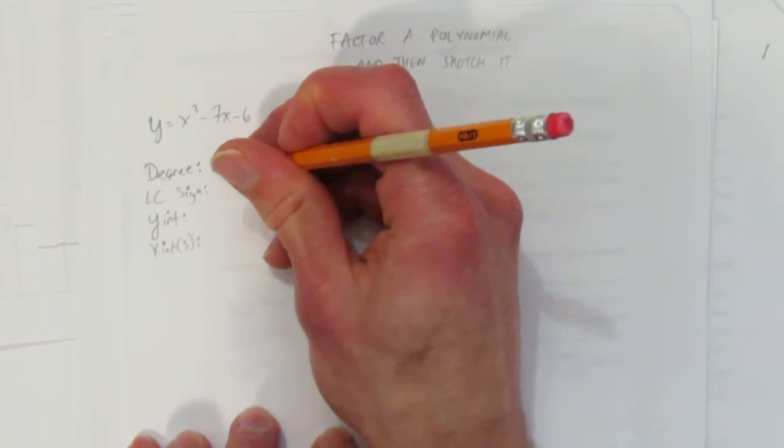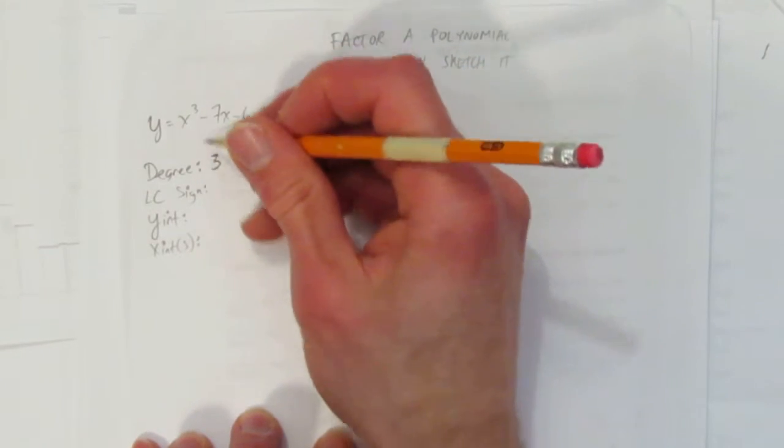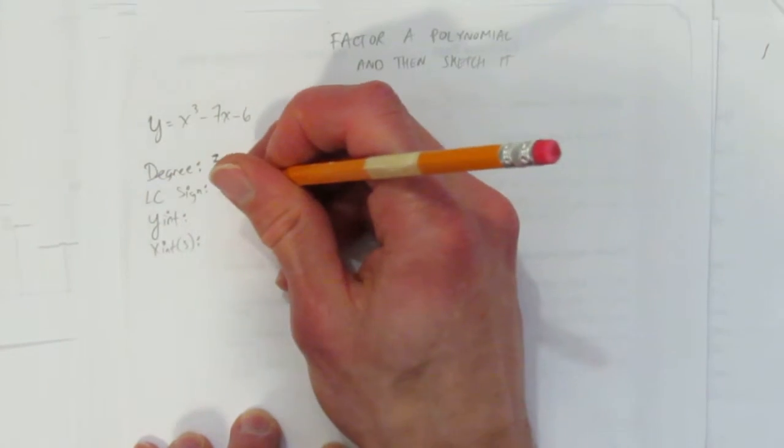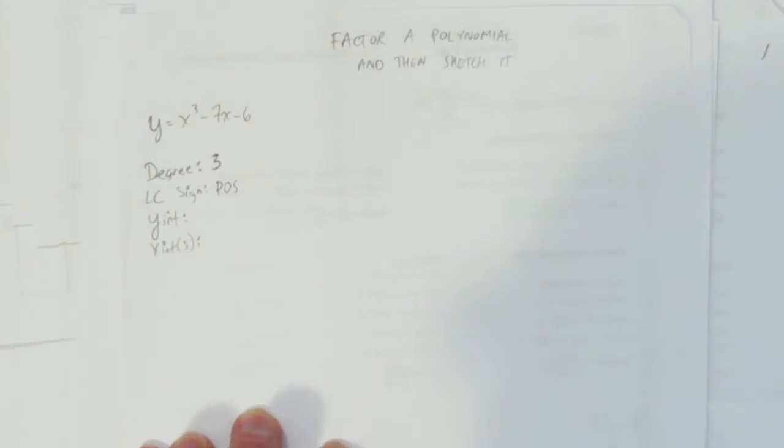Nice. Degree is 3. What's the leading coefficient? It's a 1. There's nothing here, so it's a 1. But I want to know the leading coefficient sign, which in this case is positive.